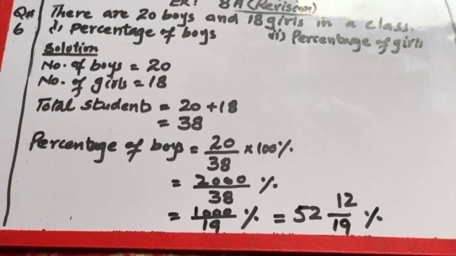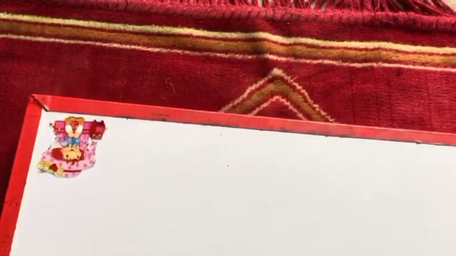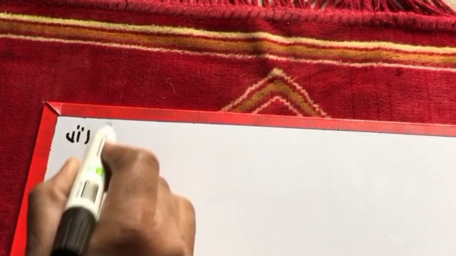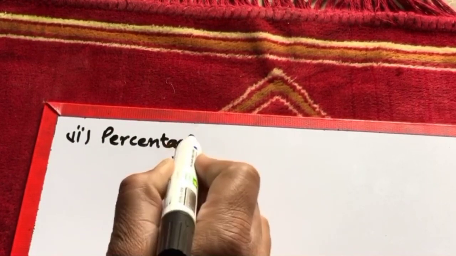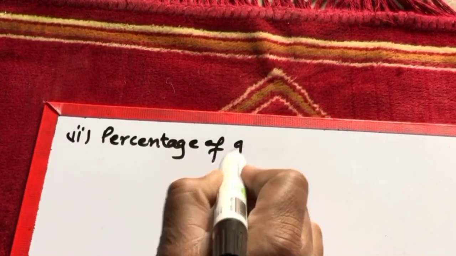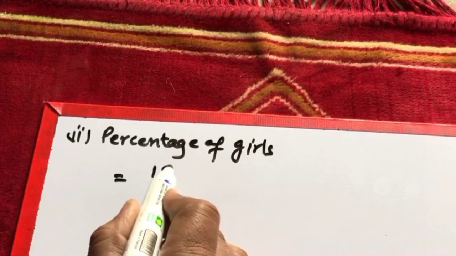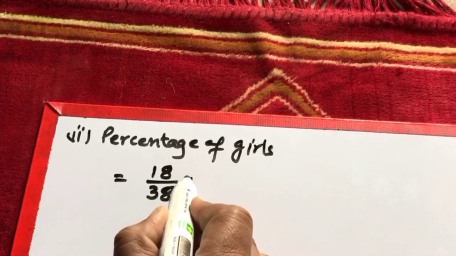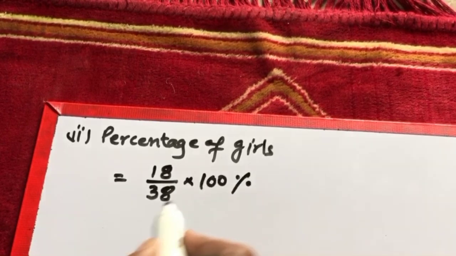Now we are going to find the percentage of girls. The second part is we will find the percentage of girls. So we will take the number of girls, which is 18, and divide it by the total students, which is 38, and then we will multiply this fraction by 100%.